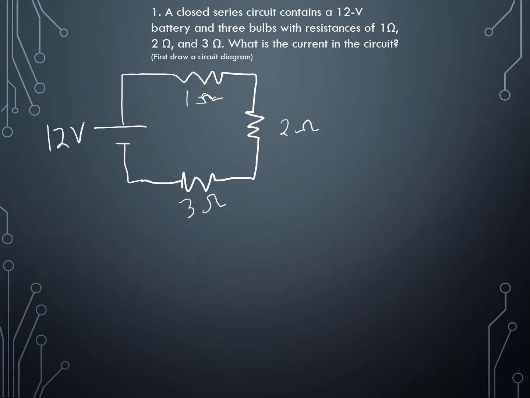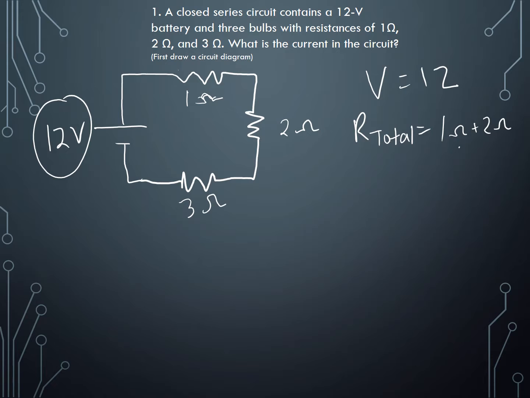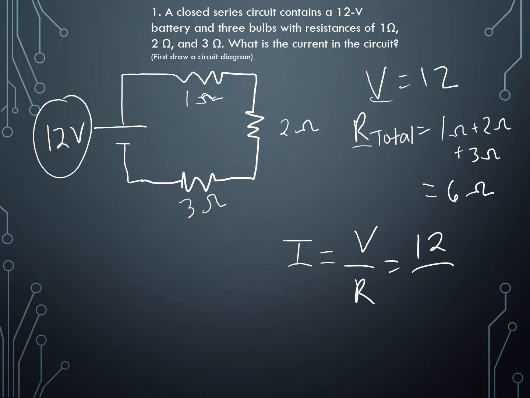First, I know my volts is 12, so V is 12. For my R total, I just have to add my resistances together: 1 ohm plus 2 ohms plus 3 ohms. So 3, 4, 5, 6 ohms. Now I have voltage and I have resistance, so I can calculate current, which is V over R. My voltage was 12, my resistance was 6, so 12 divided by 6 gives me 2 amps.